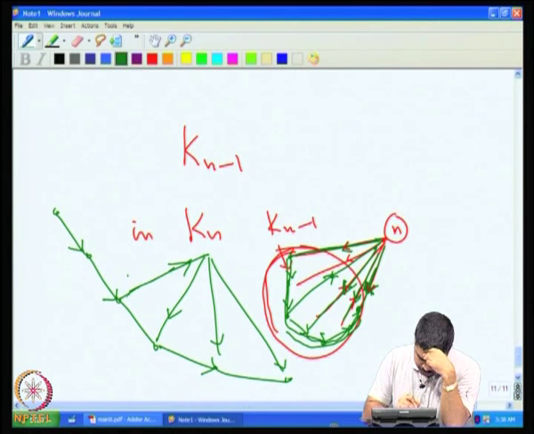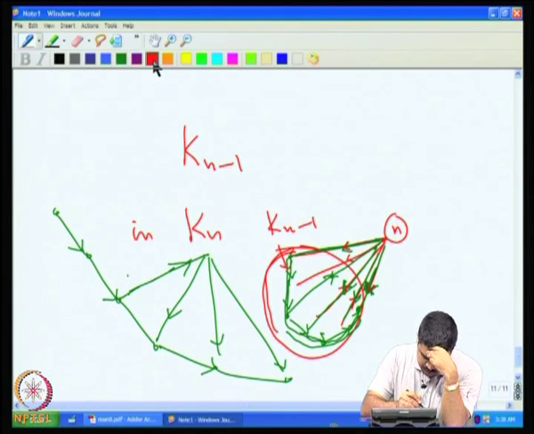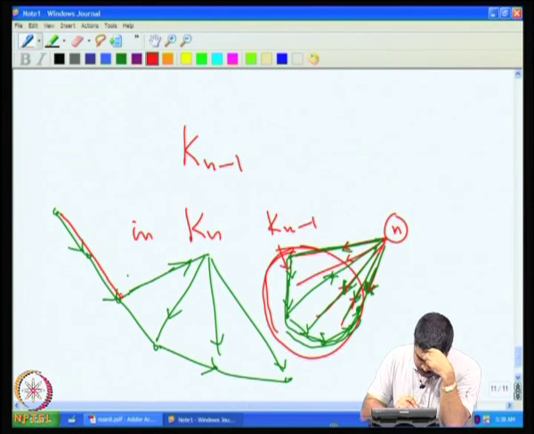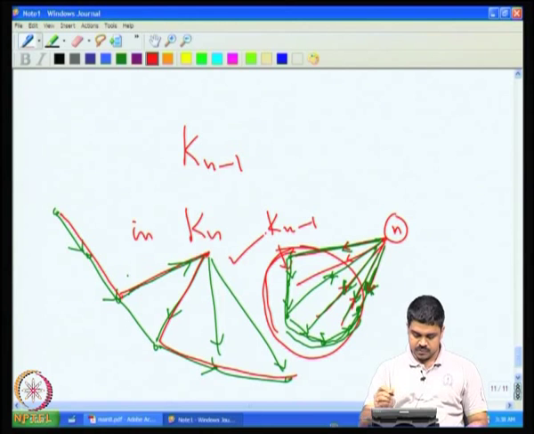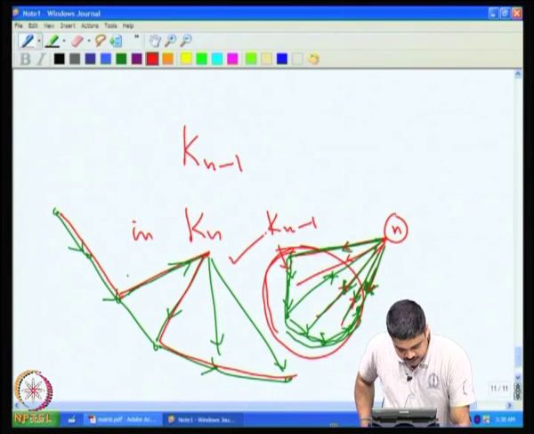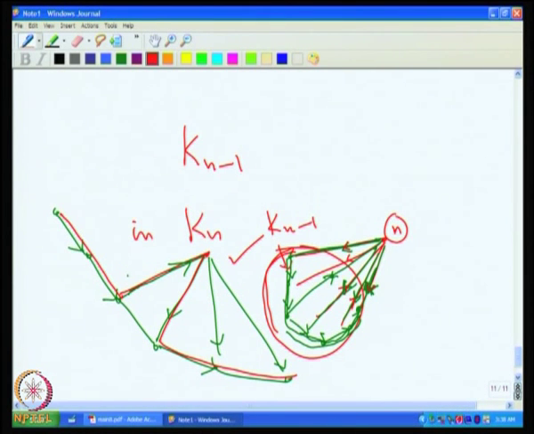Now, what will I do? I will trace the path like that. I'll come up to here and then go here, then go here, and then follow this. So then I can include it here. This is one way of seeing it. You can try to get other proofs also. So therefore there is a Hamiltonian path in Kn always.